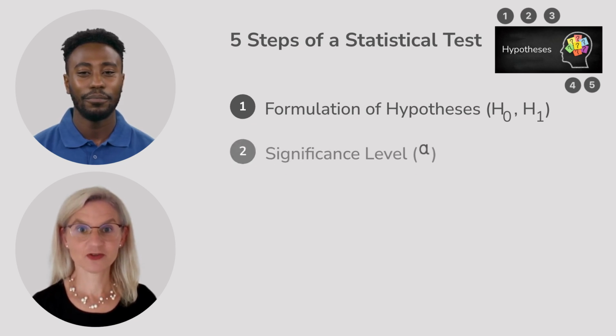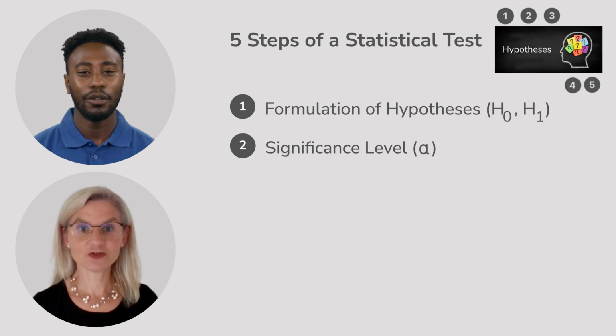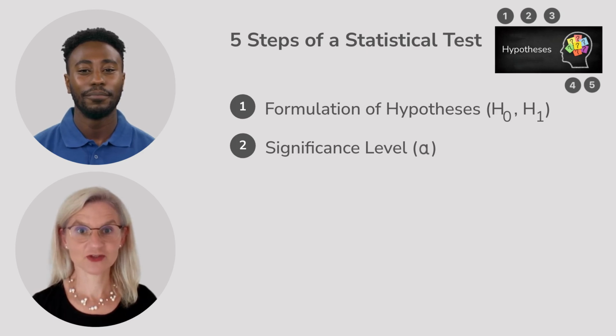Exactly. Step 2 is to set the significance level, also called alpha. And what exactly is alpha? Alpha is the central criterion for making your test decision. It's the maximum acceptable probability of making an error when rejecting the null hypothesis if it is actually true. In other words, it's the risk you're willing to take of a false positive result.